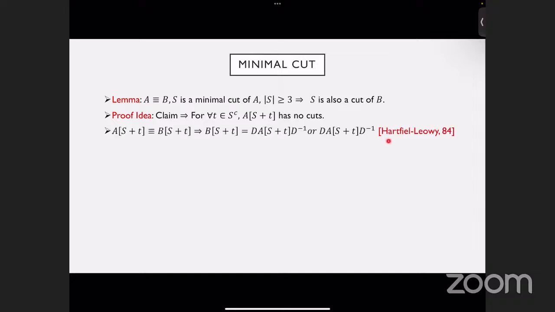From the result of Raphael and Loewy, since these matrices have the same principal minors, they must be diagonally equal. The principal submatrix of B corresponding to the set S plus T must be diagonally equal to the principal submatrix of A corresponding to the set S plus T, or its transpose. So here it's the transpose.